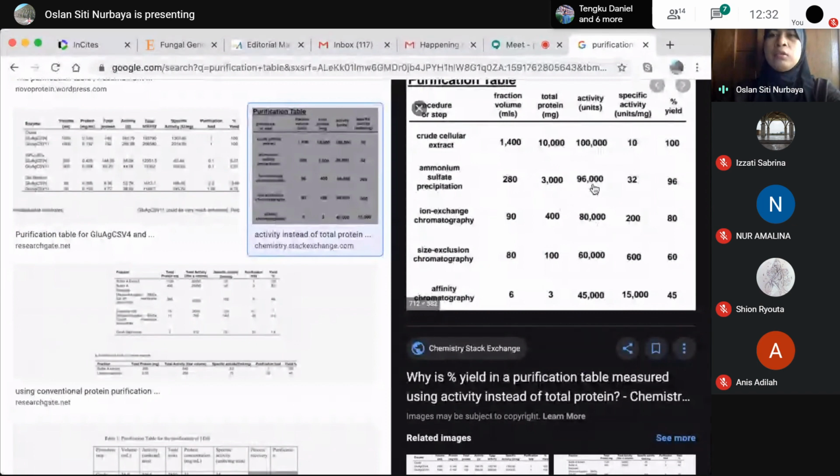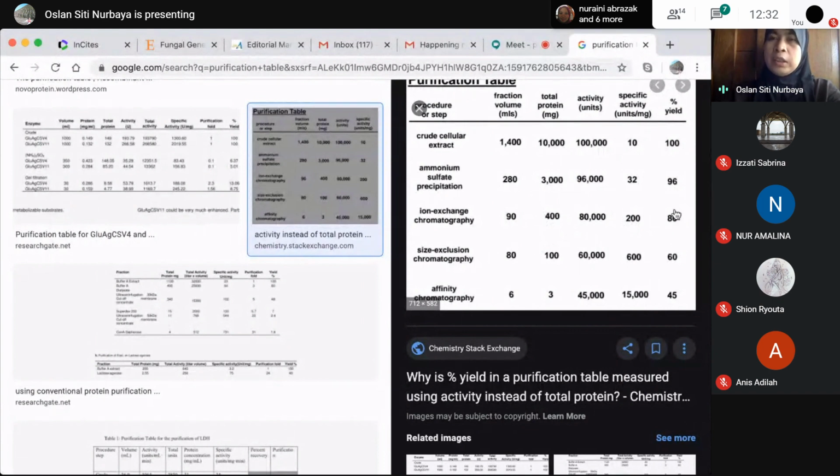From the activity side, you have got 80,000. Specific activity has increased. From 30 unit per mg, now it becomes 200 unit per mg. You have removed the impurities, about 2,600. That's why the protein left is only 400. So from here you calculate the yield.